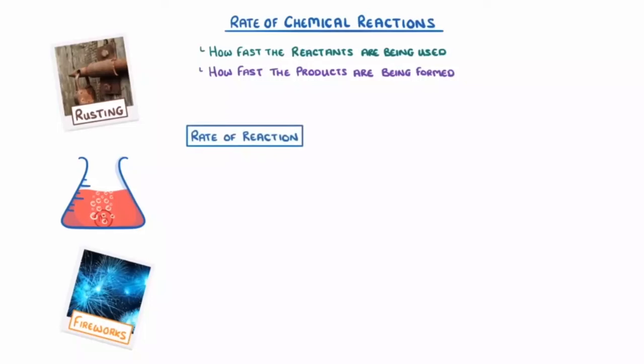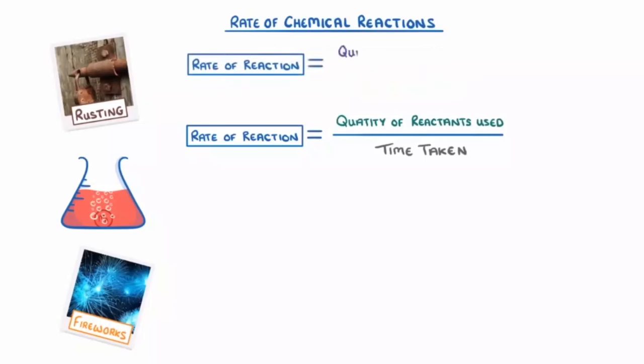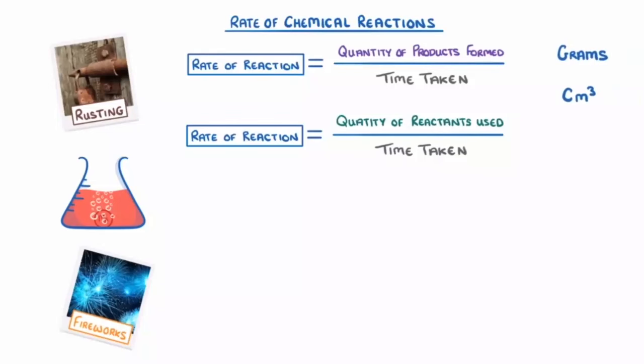So we say that the rate of reaction is equal to the quantity of reactants used divided by the time taken, or the rate of reaction is equal to the quantity of products formed divided by the time taken. That can be in grams and sometimes centimeter cube.